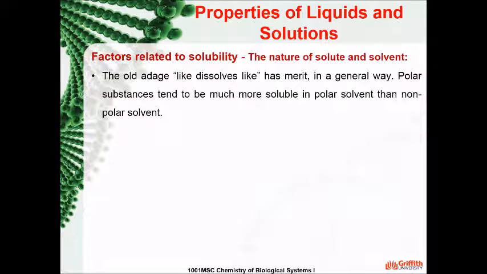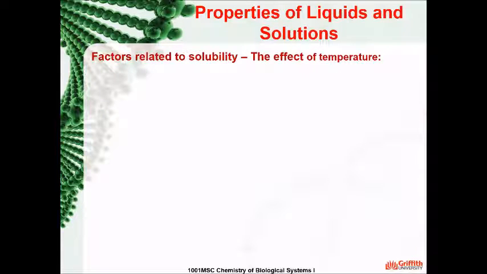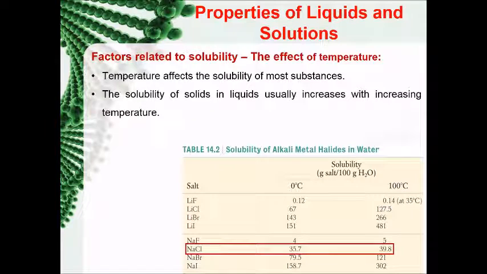Remember from Module 5 we used the term like dissolves like. So polar compounds dissolve in polar solvents, and so on. For example, sodium chloride dissolves readily in water. Also remember from Module 5 we discussed the several factors that affect solubility. We will only revise temperature and pressure. The solubility of solids increases with temperature. For example, we can dissolve approximately 36 grams of sodium chloride at 0 degrees Celsius. However, we can dissolve almost 40 grams when we heat the water to 100 degrees.